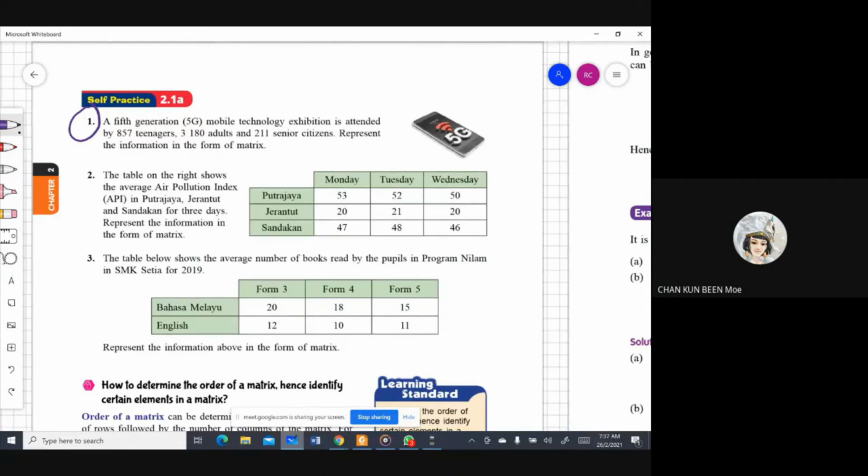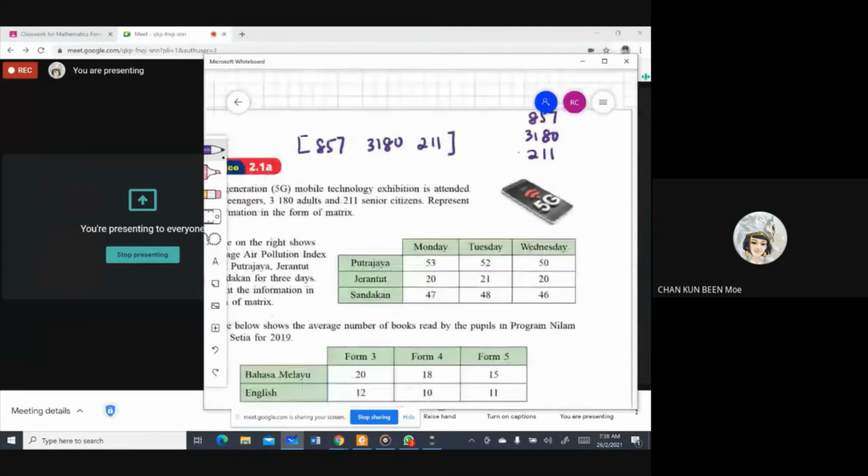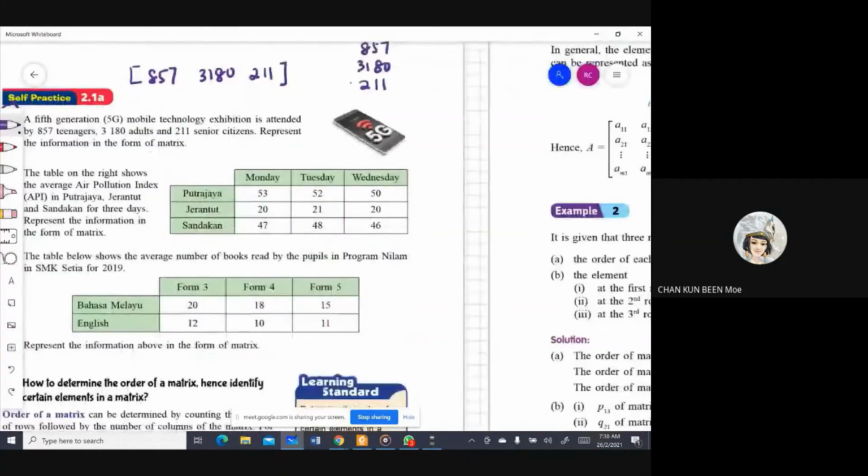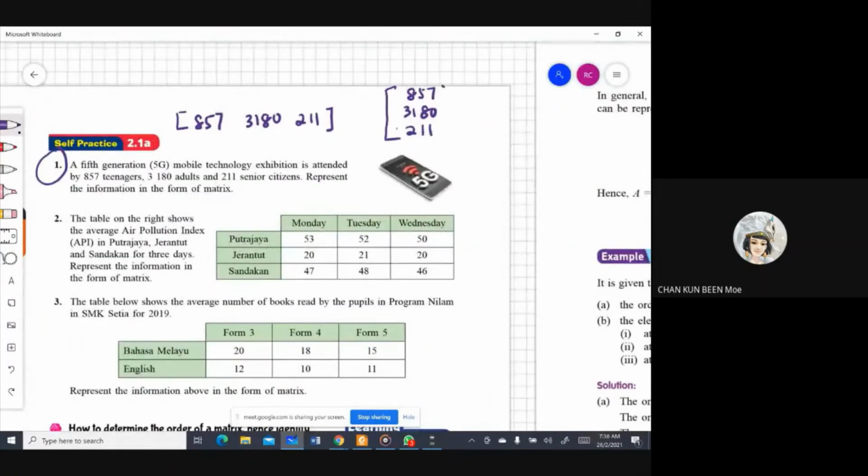Done? Okay, so you can represent the first question as a row matrix, starting from 857 and then 3180 and 211. This is the row matrix. Or you can represent it using the column matrix: 857, 3180 and 211. My bracket is not big enough. Make sure your bracket is big enough to cover everything.